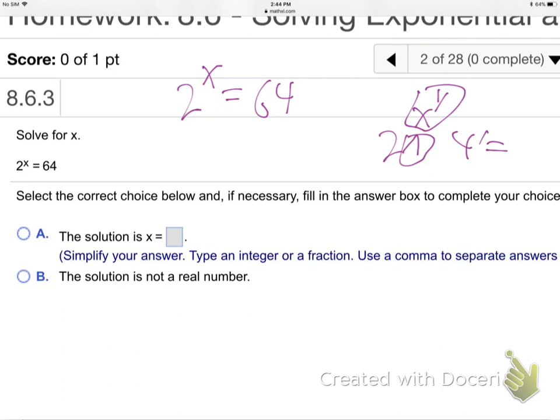Maybe it's 4. Hit equals. If that doesn't work, try 5. Hit equals. Just keep playing around, trying different powers on 2 till you get 64. What power does it take? 6. X is 6. Is that good? We're solving by trial and error. All right. Let's keep going.